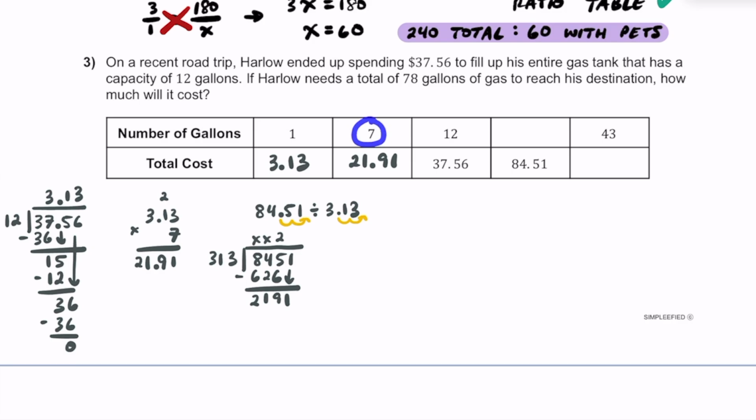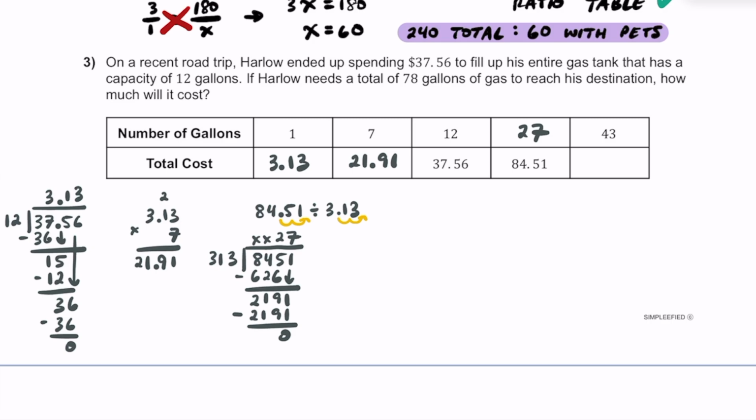You can actually see earlier that 7 went into this 2191 3.13 times. So we can actually see that this number has to be a 7 actually, right? So 7 times 313 would be this 2191. So that's kind of nice, right? Just because we knew 7 times 313 or 3.13 would be 21.91. So just moving those decimals over there. So we can say that this would be 27, right? So if Harlow had 27 gallons of gas, it would cost $84.51.